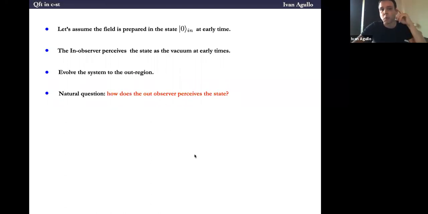Notice, importantly, that we are changing the question in the following sense. Initially the state was vacuum for the in observer, and now we are asking what the state is for a different observer, the out observer. So we are relating observations in two different frames, if you want.